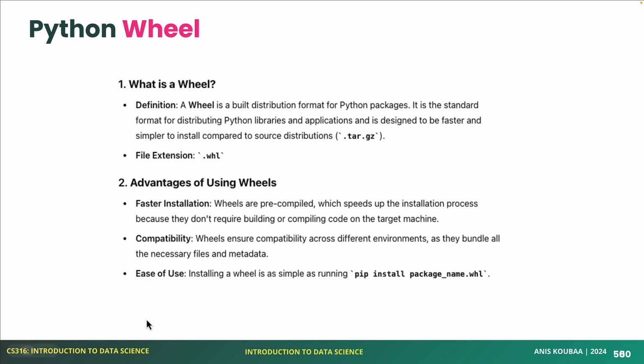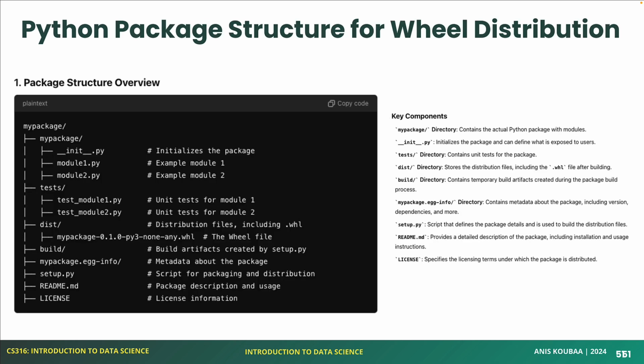Okay, so the advantage of using the wheel is the faster installation, easier compatibility, and the ease of use. You can just do pip install. If you have a wheel distribution on your local machine, you just call it. If you don't put .whl, it's going to search for it from the PyPI repository. So usually pip install is going to search locally. If it finds the distribution, it's going to use it.